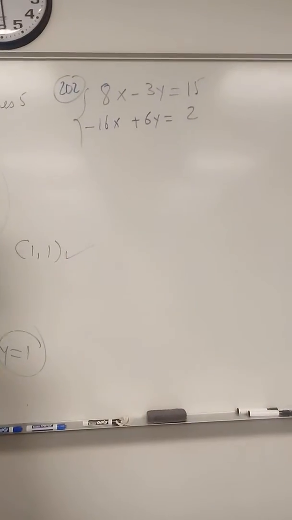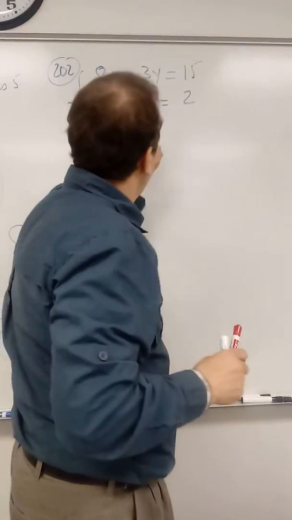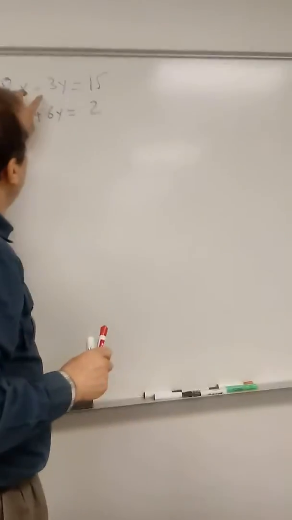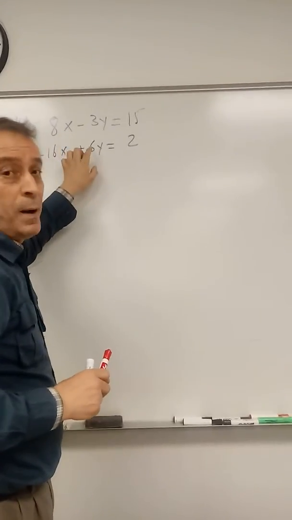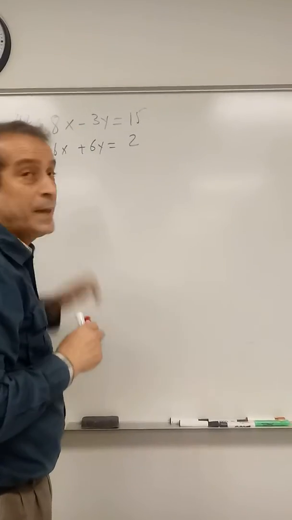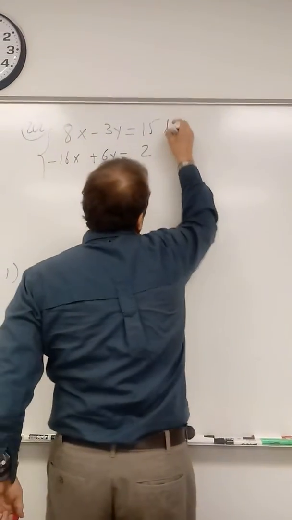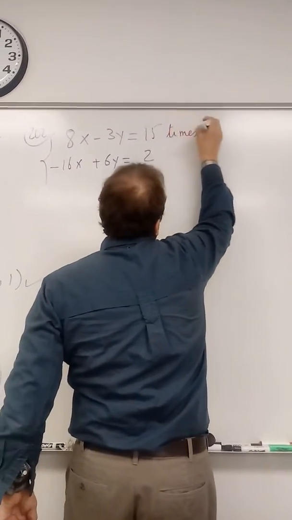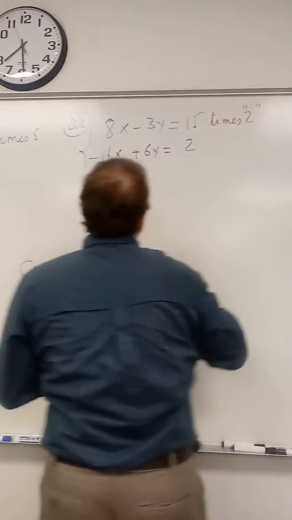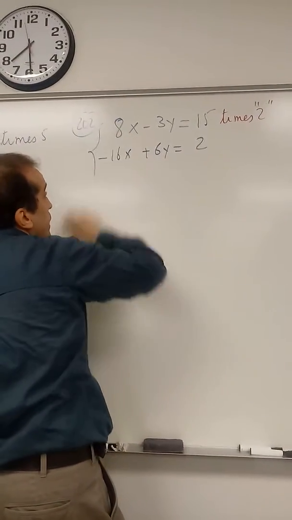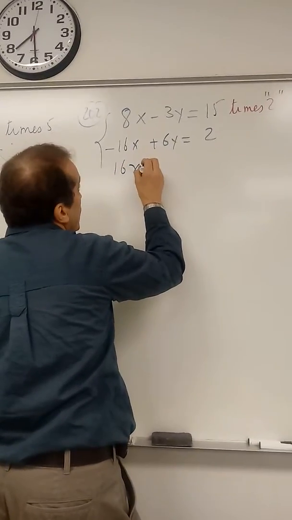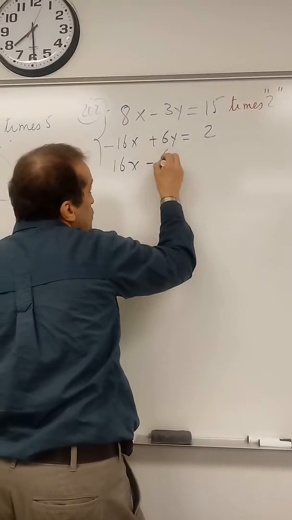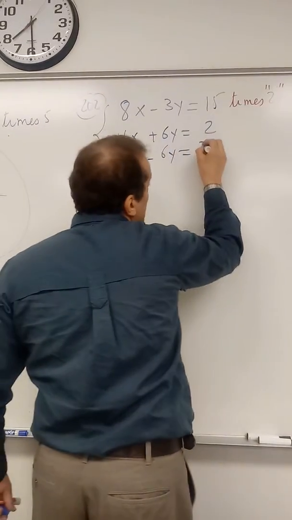In this system here, if we choose to eliminate y, let's say, we have minus 3 here and 6 here. If we multiply the first equation by 2, we'll end up with negative 6. So let's multiply the first equation by 2. And don't forget to multiply everything by 2. 8x times 2 is 16x. Minus 3y times 2 is minus 6y. 15 times 2 is 30.